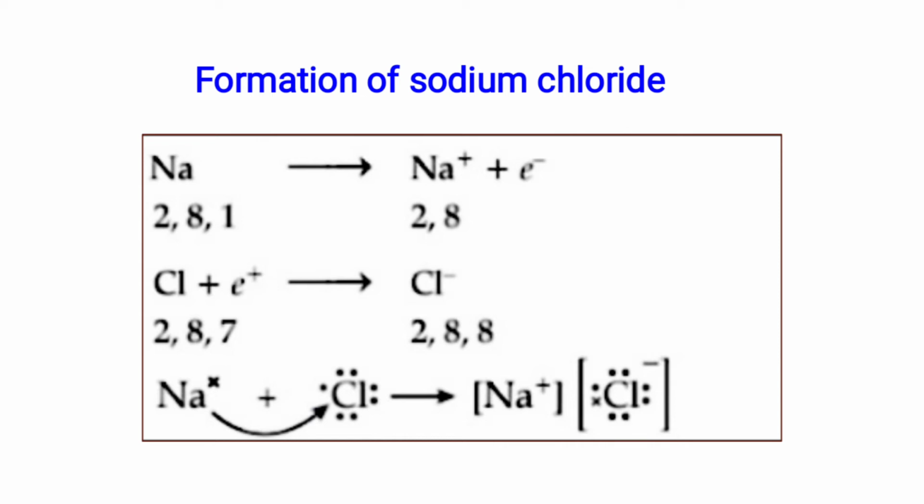That is sodium cation. On the other hand, chlorine has 7 electrons in its outermost shell and it requires one more electron to complete its octet. After gaining one electron from sodium, chlorine atom gets a unit negative charge. This gives chloride anion. Sodium and chloride ions, being oppositely charged, attract each other and are held together by strong electrostatic force of attraction to exist as sodium chloride. Note that it does not exist as a molecule but as aggregates of oppositely charged ions.